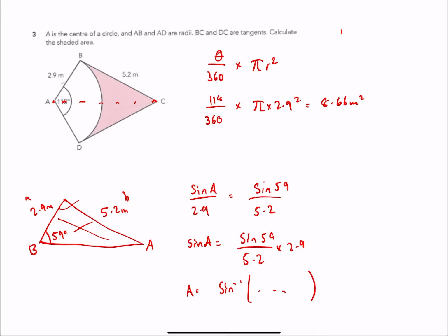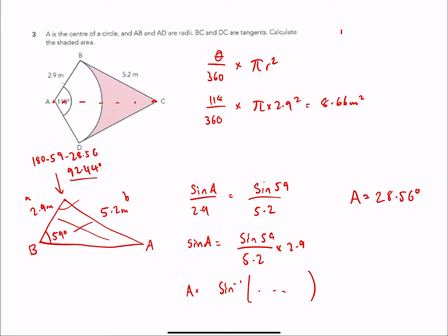I'm not going to write it out because I've written that out enough times today and in the past. So hopefully you follow it enough. So inverse sine of sine 59 over 5.2 times 2.9 is 28.56 degrees. Which means the angle at the top is 180 minus 59 minus 28.56, which is 92.44.